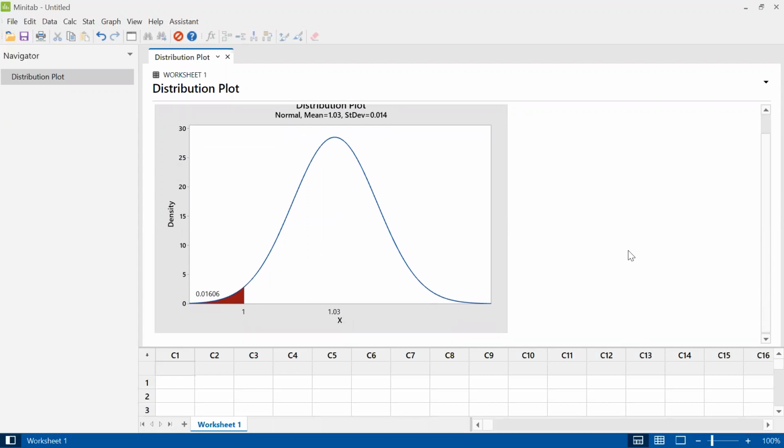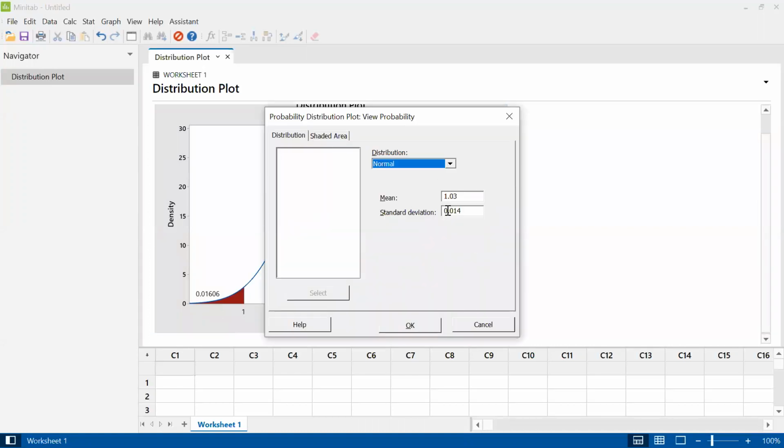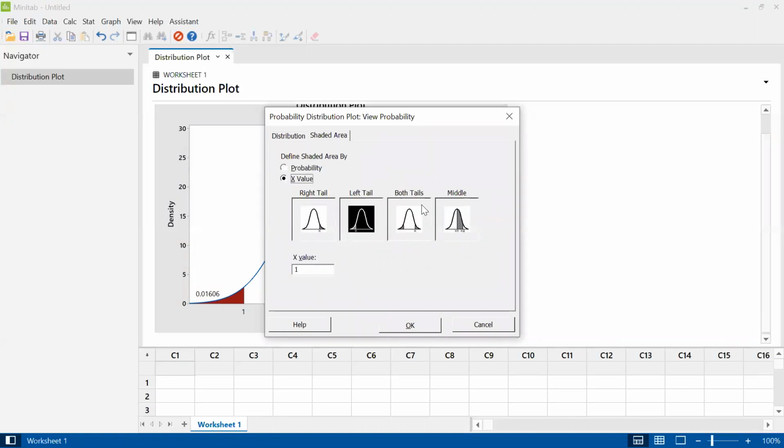The second part of the question was to find an interval symmetric on this bell that would include 95% of all bags of sugar. So how far out do we have to go from the mean in both directions so that we get a chunk in the middle of the bell that has 95%? And then the remaining 5% is split evenly between the two tails. So we bring back our probability distribution plot, view probability. Same mean and standard deviation, we don't need to change those. This time I know stuff about the probability. I want 95% in the middle and 5% in the tails.